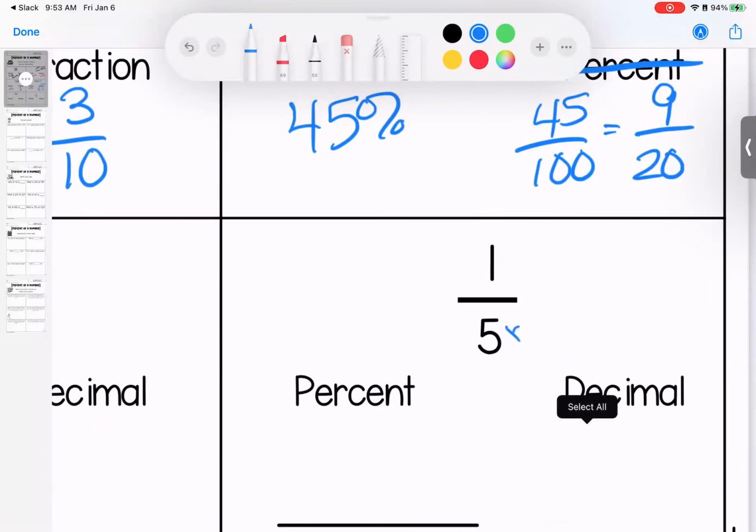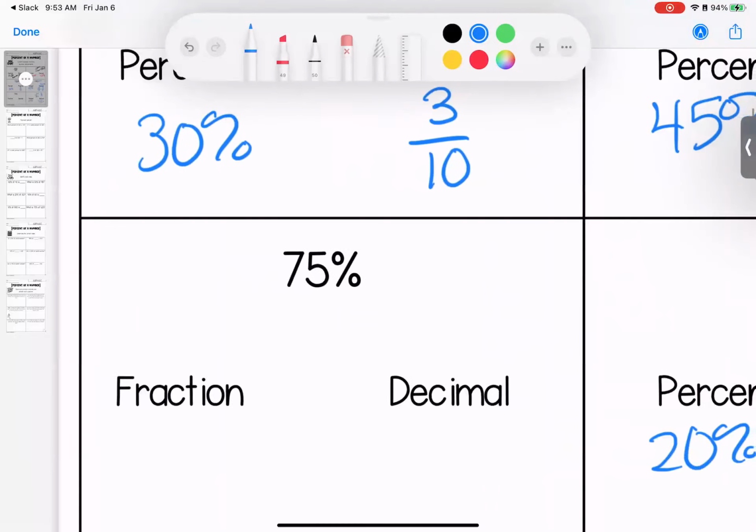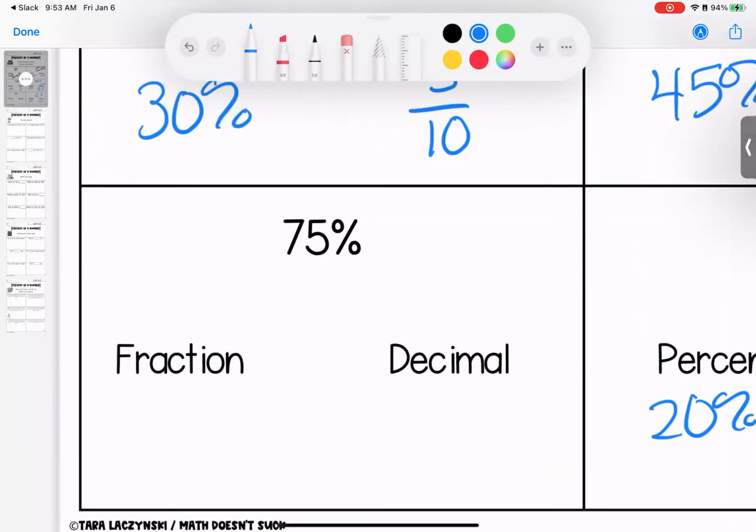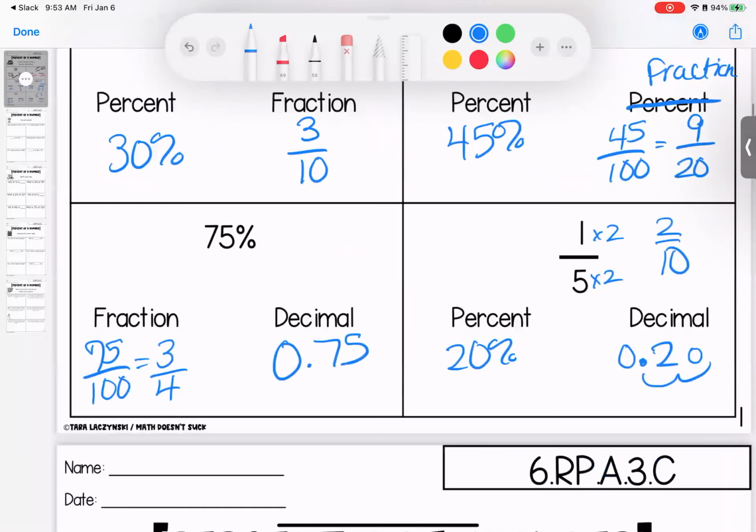As always, 1/5. I can multiply this by 2 and make it 2 over 10 if I wanted to. 2/10 as a decimal. And 20% because when I move this decimal 2 times, I add that 0. Over here, going out of order a little bit, 75% as a fraction is 75 over 100, or it means that I have 3/4, right? Literally 3/4, 75 cents. As a decimal, 75 hundredths. Any questions? Bring them to class.